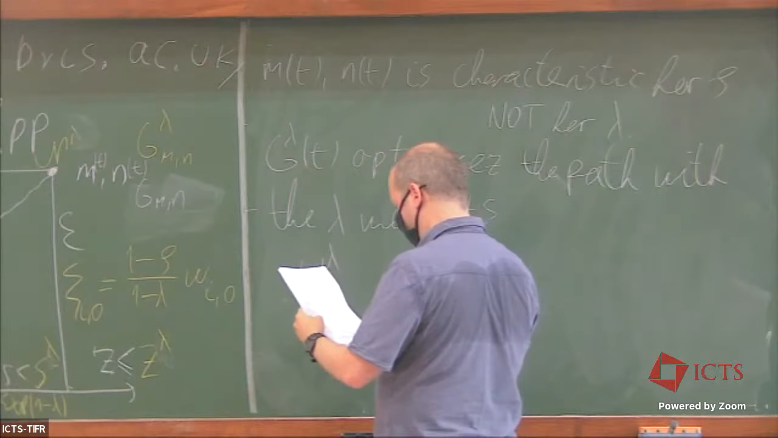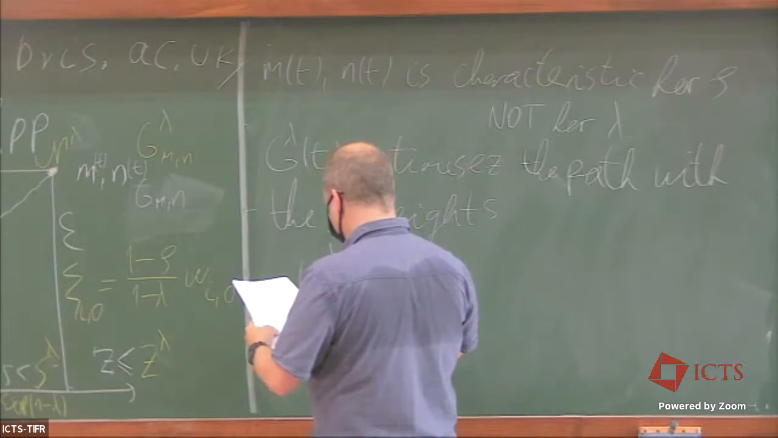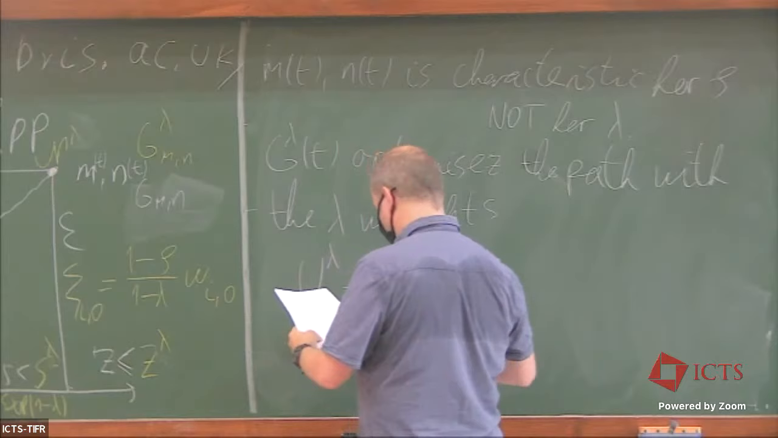right, let's call it, let me use X. In the notes I use Z, but my Z on the board looks very similar to capital Z, and that I don't want. So let me use X here. So U lambda of X plus A T of X is less than or equal to G lambda of T.